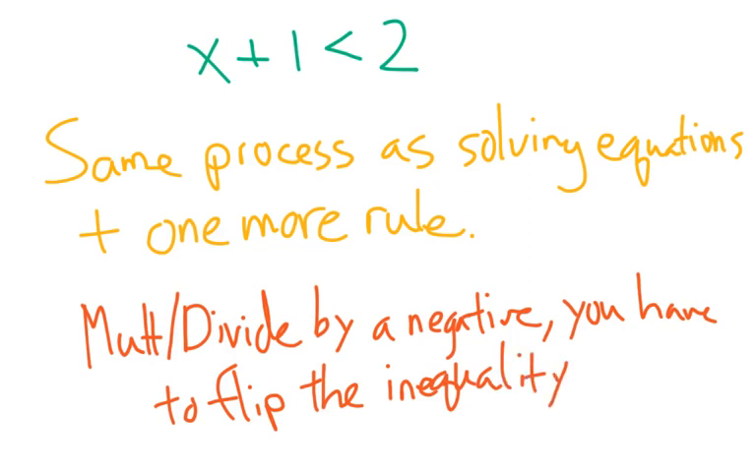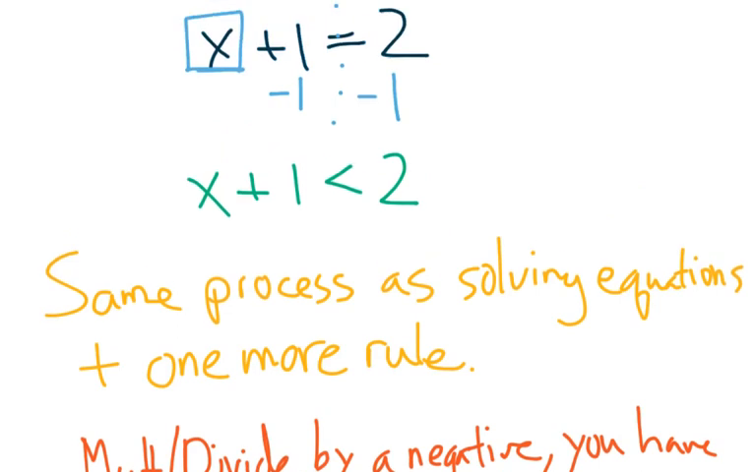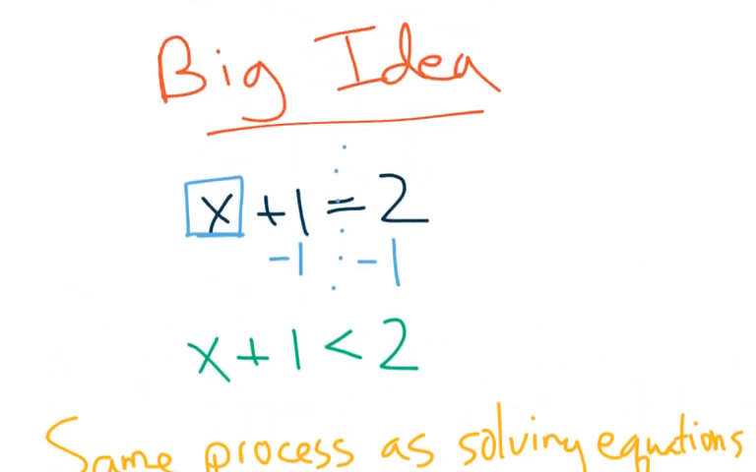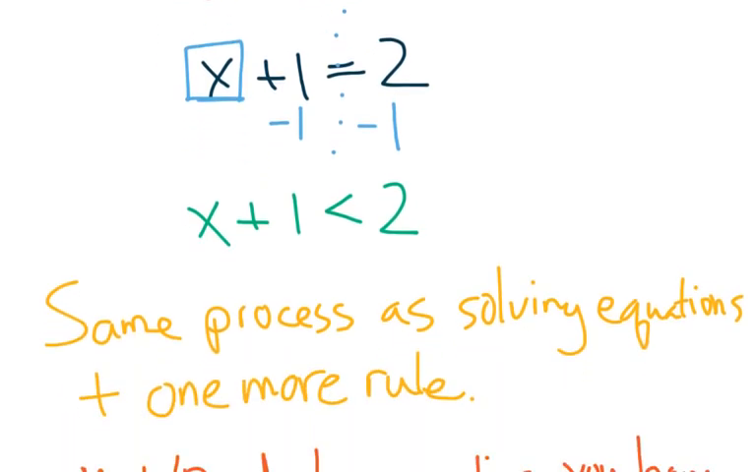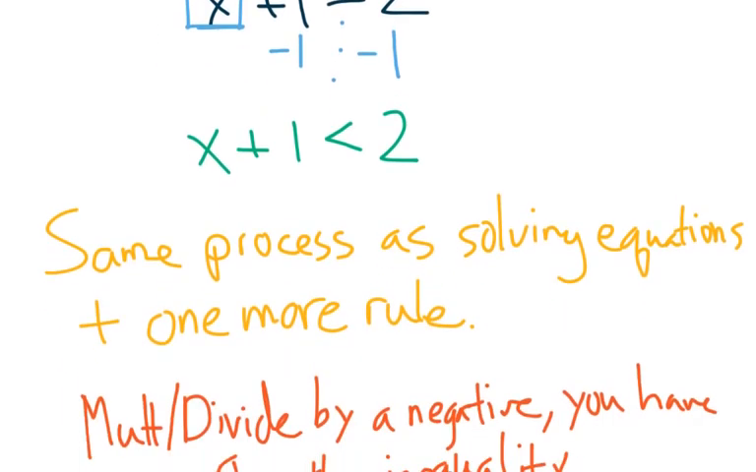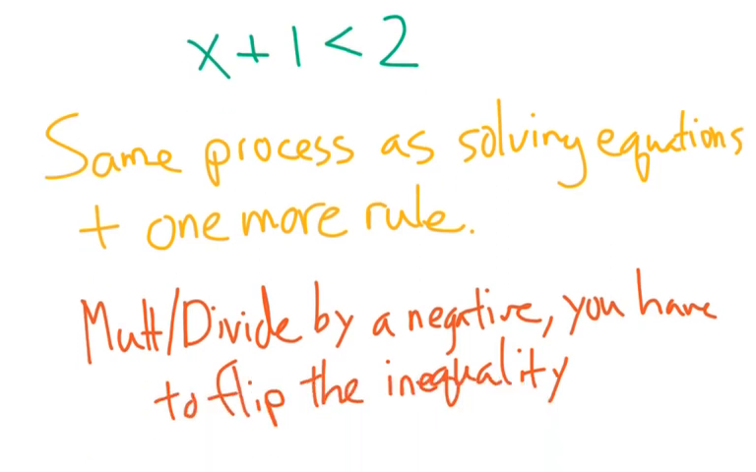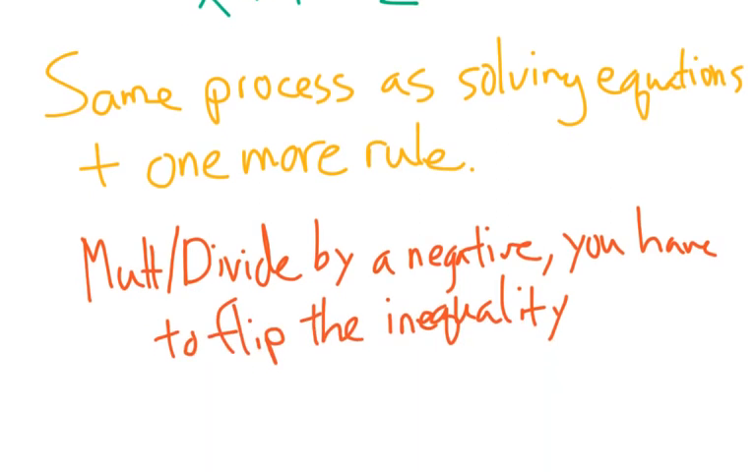So that's it. If we look at the big picture and keep it in context, the big idea is that half of algebra is x plus 1 equals 2. And all we're doing is adding one more step. That's what we're doing with inequalities: we're just adding one new rule. Multiply or divide by a negative, you flip the inequality. But like I said, it's the exact same as equations.